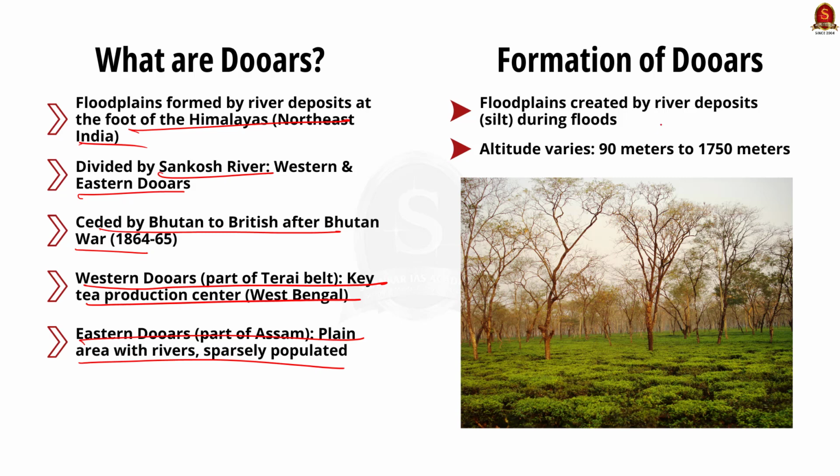Duars are the flood plains created by the minerals that are deposited on the edges of rivers during a flood. Note that they are called silt when they are formed by the overflow of rivers when they leave certain particles behind. Know that the altitude of Duars typically varies from one area to the other. This is from a minimum of 90 meters in one area to a maximum of 1750 meters in other areas.